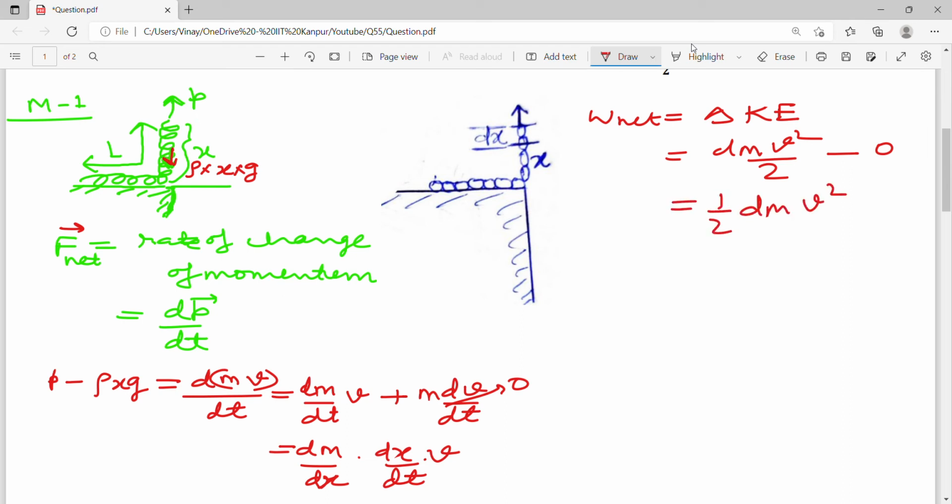Now to find out the net work done, what do you do? You find out the net force. So what is the force? So P force is acting. Just tell me one thing. If you have a chain, let's say the length of your chain is this much, right?